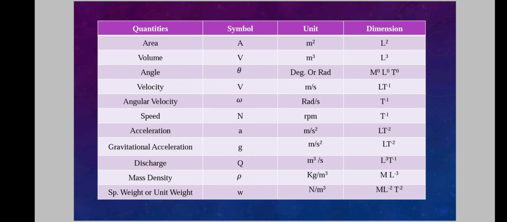Accordingly, for angle, velocity, angular velocity, speed, acceleration, gravitational acceleration, discharge, mass density and specific weight. For these quantities, the symbols, unit and dimensions are given. For example, the discharge Q, it is meter cube per second. The dimension is L cube T power minus 1, otherwise L cube divided by T.